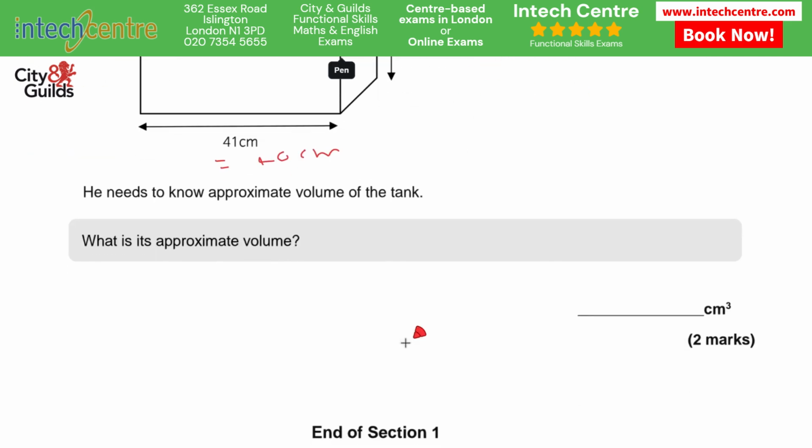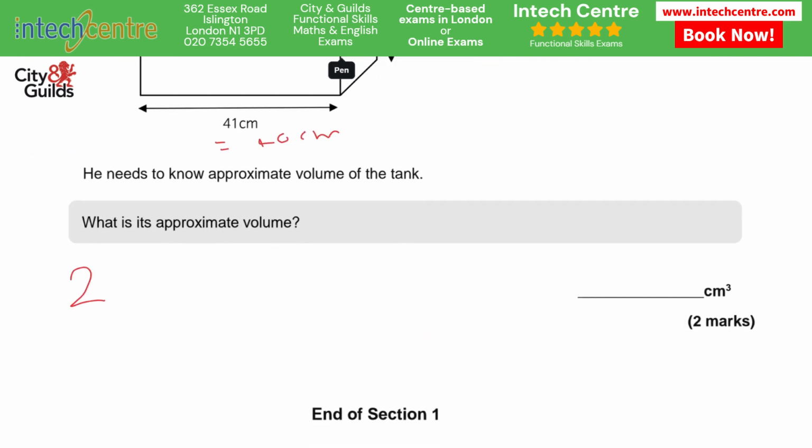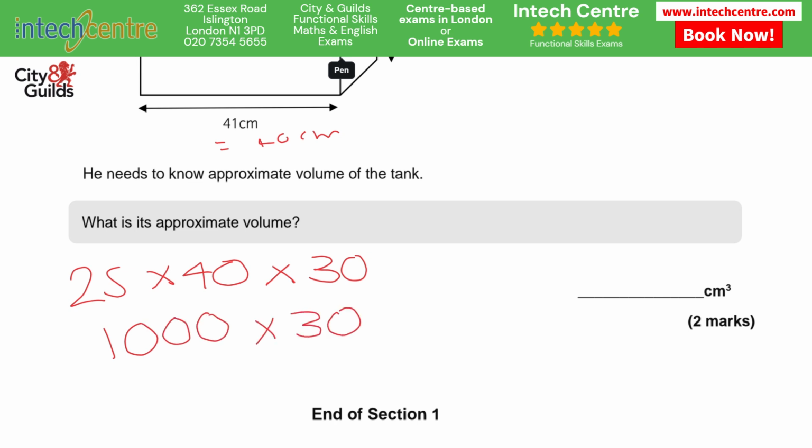So we have 25 times by 40 times by 30. So doing these calculations, 25 times by 40 is equivalent to 1,000, and times that by 30, the answer we have left is 30,000. So the answer here would be 30,000 centimeters cubed.